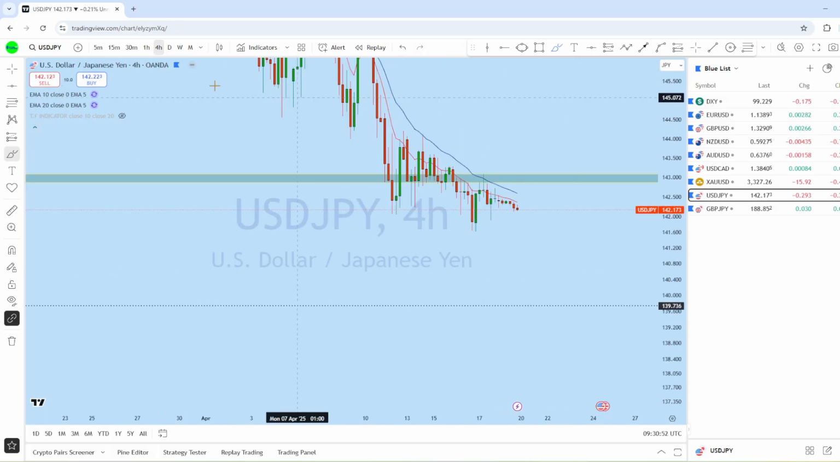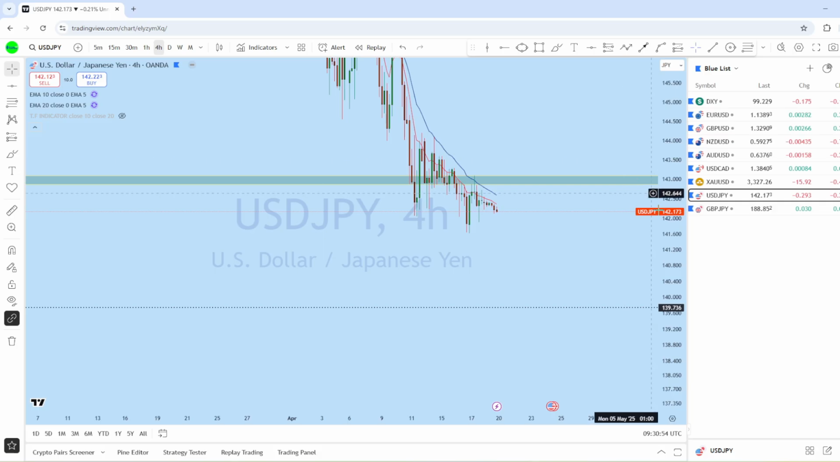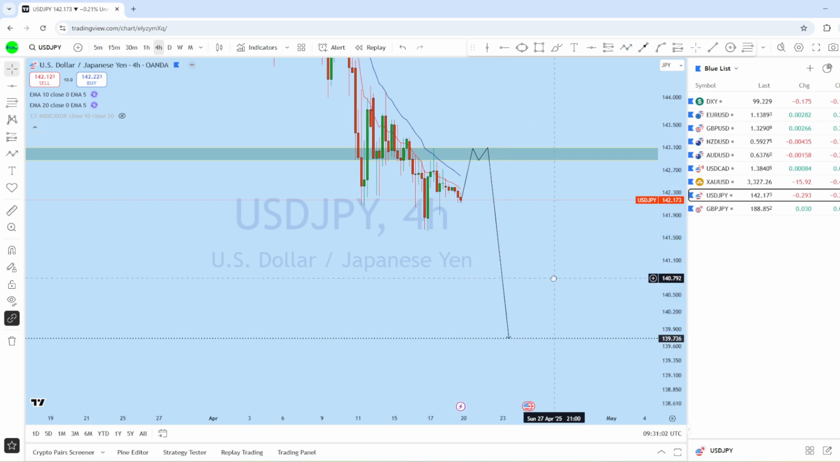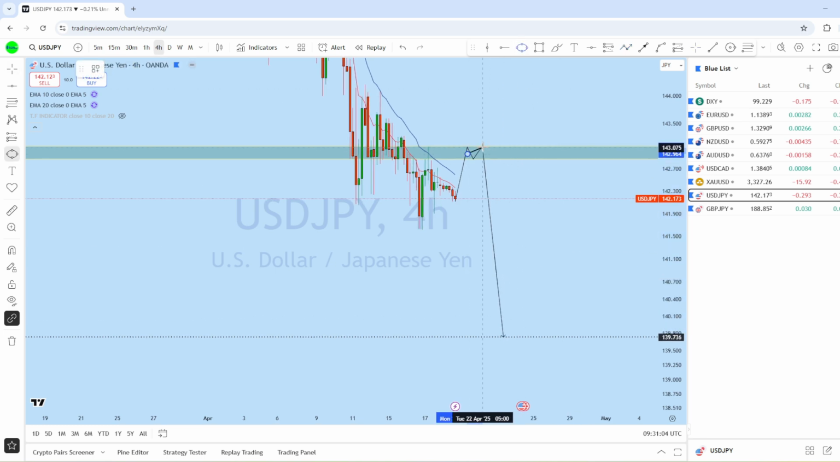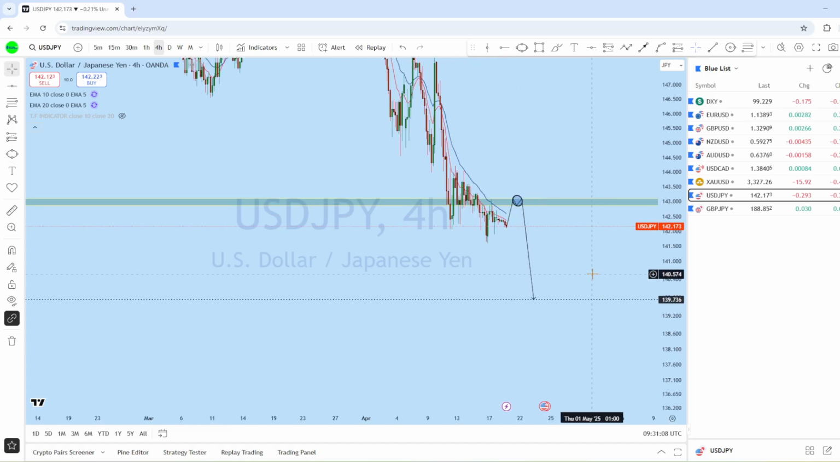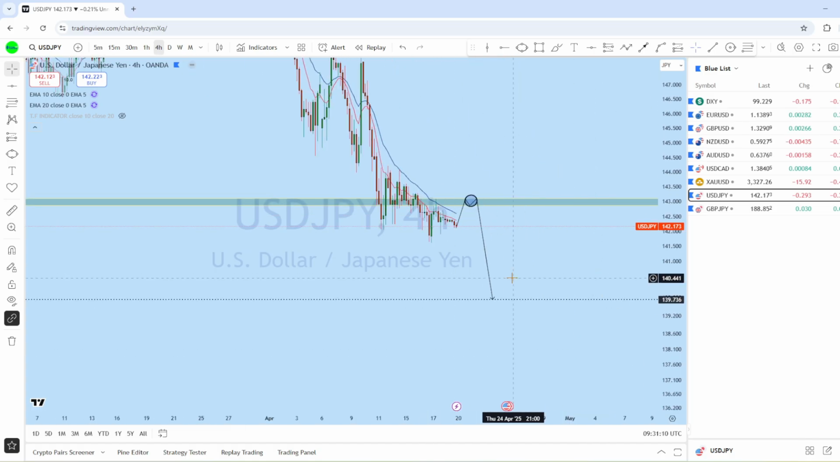So looking at the 4-hour chart on dollar yen, in this lower time frame we could see that potential break of structure. This is where we'll be looking for a potential selling opportunity on dollar yen, as the break of structure can give a potential trend continuation bias in this market. So this is the potential selling zone on dollar yen.